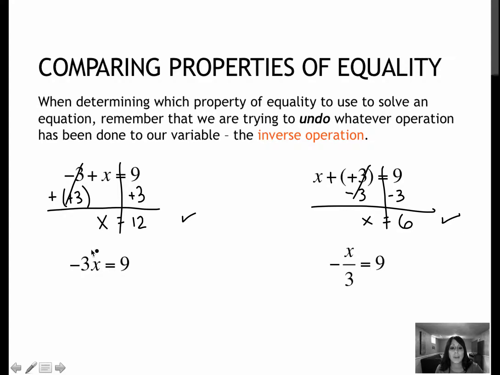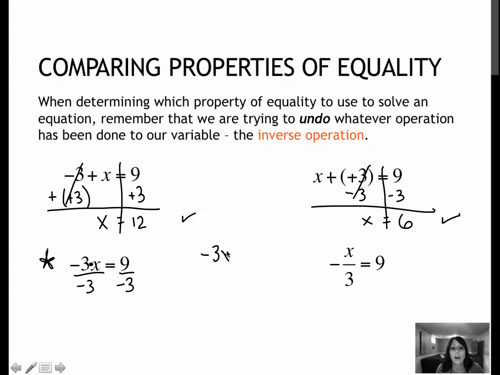For my third attempt, I've got negative 3x equals 9. Remember, there's no multiplication sign here, but that's essentially what's being done. So how do I undo multiplication by negative 3? I divide by negative 3. This is the one that I feel students struggle with the most. I should be dividing by negative 3.